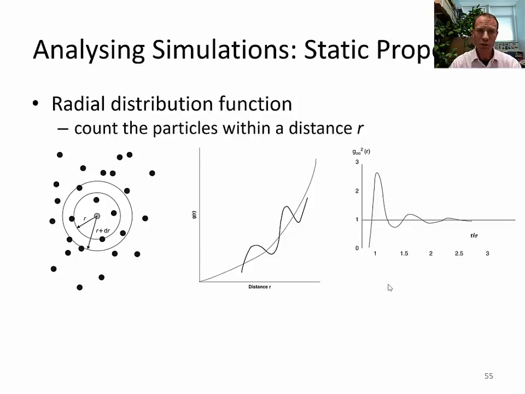The nice thing about these radial distribution functions is they can actually be determined experimentally. So you can calculate these pair distribution functions for water, for example, if you do neutron diffraction studies, and this is an area of current research.